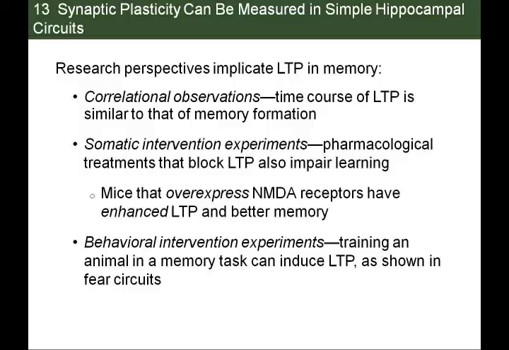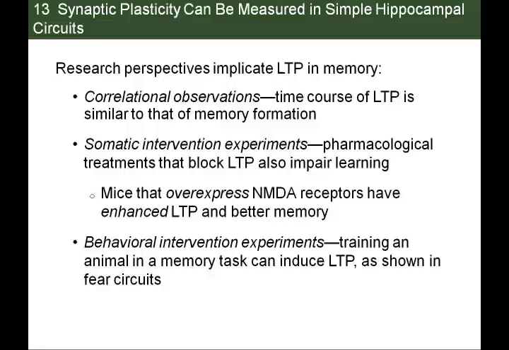Also, from somatic intervention experiments, which you should know what that means from chapter 1, pharmacological treatments that block, so anything that you inject the animal with that blocks long-term potentiation, also impairs the animal's ability to learn. Okay, here's another piece of evidence. Also, we know that mice that overexpress NMDA receptors, where you genetically make the mouse overexpress them, tend to have enhanced memory and LTP. So they've actually made mice that overlearn very fast and efficiently.